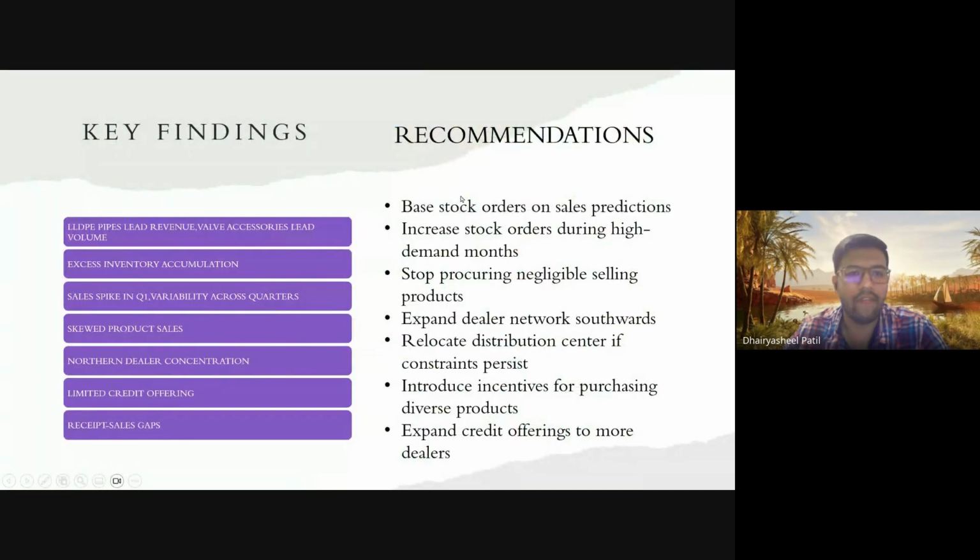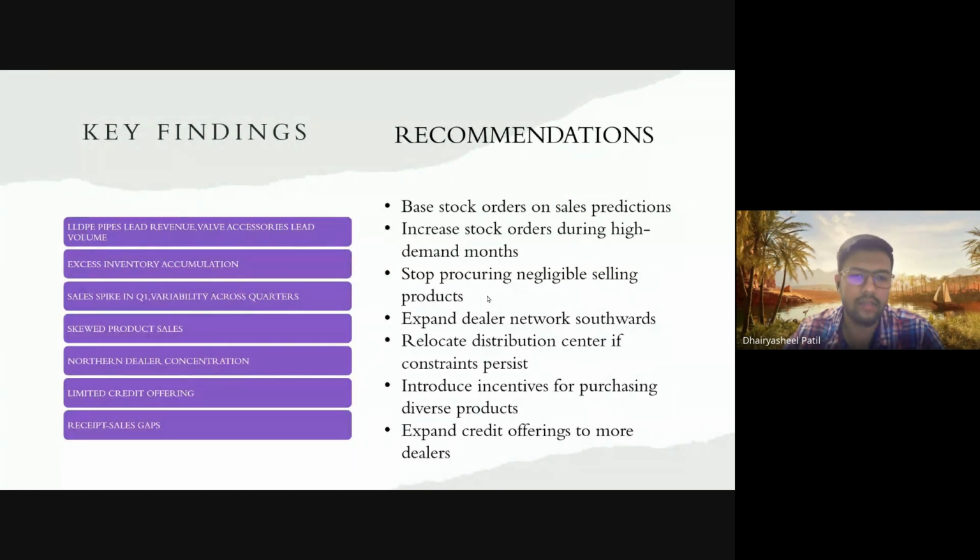The key findings were that we asked him to base stock orders on the sales predictions, increase stock orders during high-demand months, and stop procuring those negligible-selling products. In that data, there are quite a few products which didn't sell at all, but they were in the inventory.